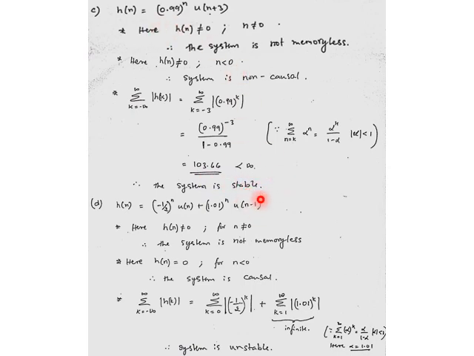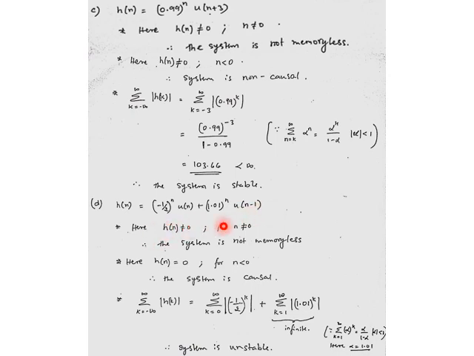Similar problems we can work out, but I've taken one more problem over here. It is a combination of two impulse functions together: h of n is equal to minus half to the power n times u of n, plus 1.01 to the power n times u of n minus 1. I have to check again for memoryless, causal, and stability conditions.